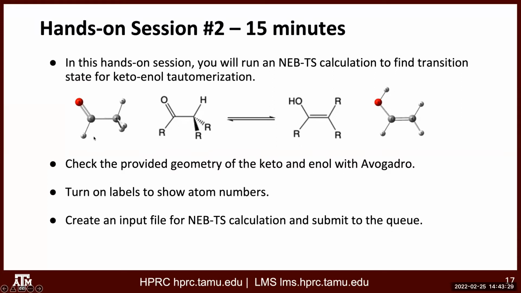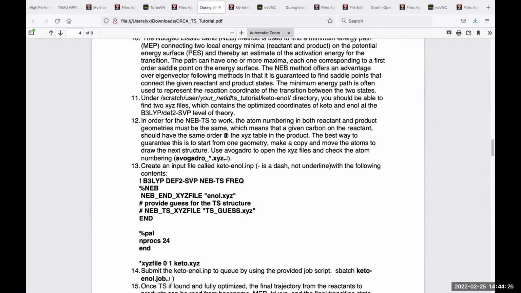But here, for the sake of time, I've already provided you the geometry of the ketone and enol. Make sure you use Avogadro to check that the atom numbers match for the product and the reactant. Then you're going to create an input file for the NEBTS calculation and submit it to the queuing system. All right, let's move back to the terminal.